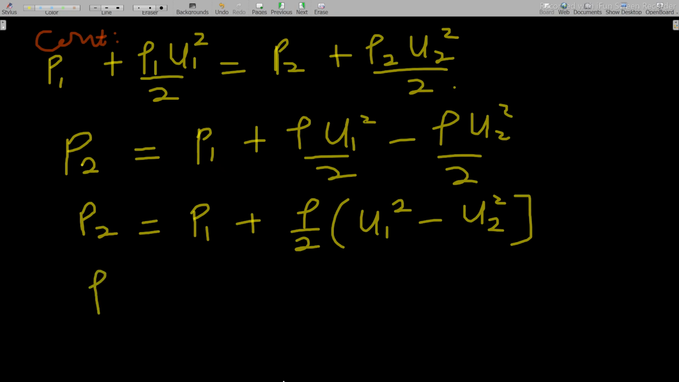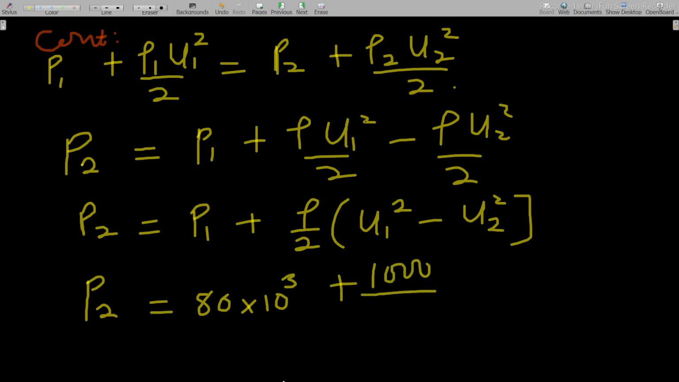So P2 is equal to, P1 is 80 kilopascal, so 80 times 10 to the power 3, plus ρ, which is the density of water, 1000 kilogram per meter cube, over 2 into our u1, which is 8 over π, squared, minus 32 over π squared.